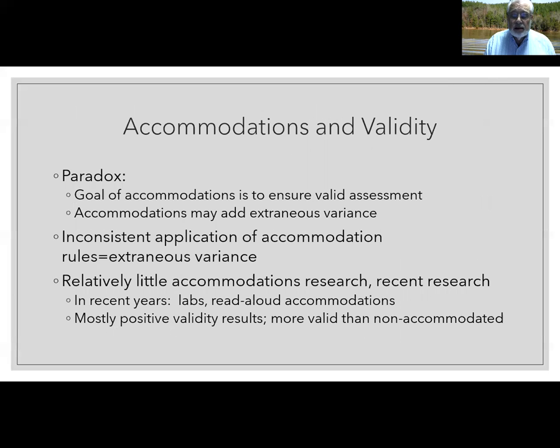Now, the biggest source of validity information on people with disabilities comes from admissions tests. That's where we see it the most. And the goal, as I said, of accommodations is to assure a valid assessment, but they sometimes can add extraneous variance too. If you're giving somebody too much time, maybe it gives them an inflated score. If you're giving them too little time, it gives them an underestimated score. And so across states, on statewide testing, there is sometimes an inconsistent application of accommodation rules, and that would cause extraneous variance if you looked at the scores nationally.